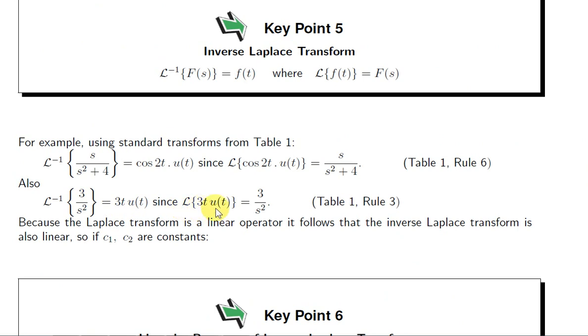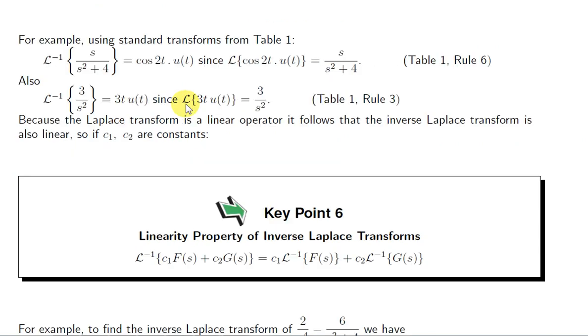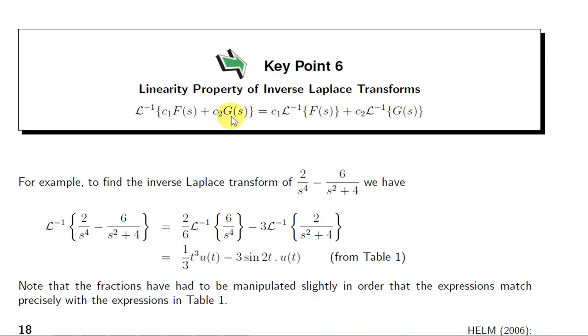And it's easy to run it forward. If we get L of 3t, since we know L to be linear, that's just 3 times L of t. That's 3 times 1 over s squared. So since the Laplace transform operator L is linear, then L inverse has to be linear. So in general we can write it like this: c1 and c2 are any constants, F of s and G of s are any two functions of s.